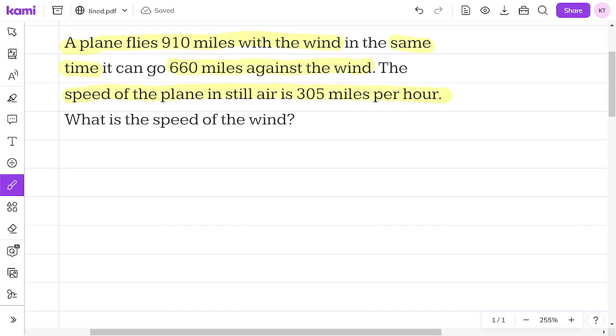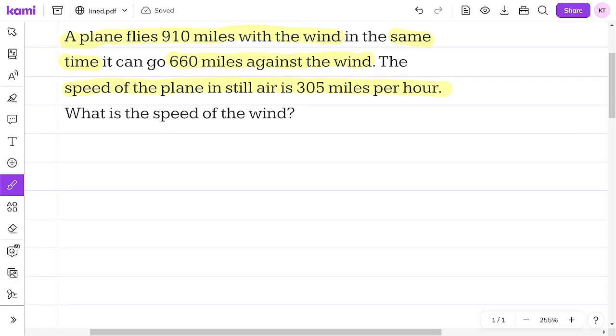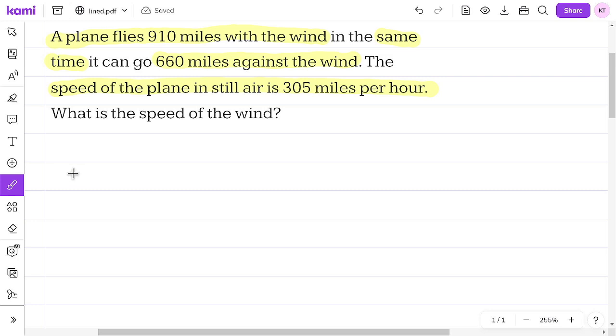So, like all questions that are regarding distance, rate, and time, we're going to set up a distance, rate, and time table. So the two things we're going to have are the plane with the wind, and then the plane against the wind. And then again, we'll have our distance, our rate, and our time.